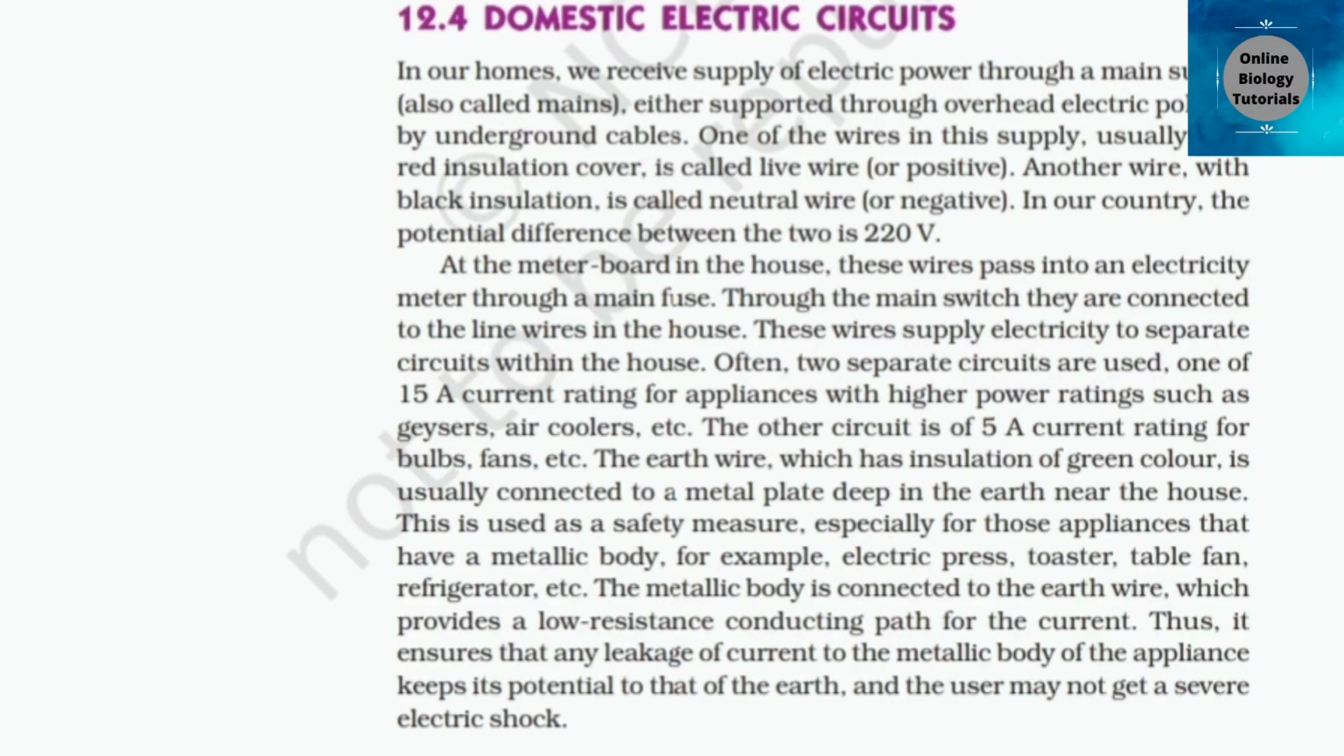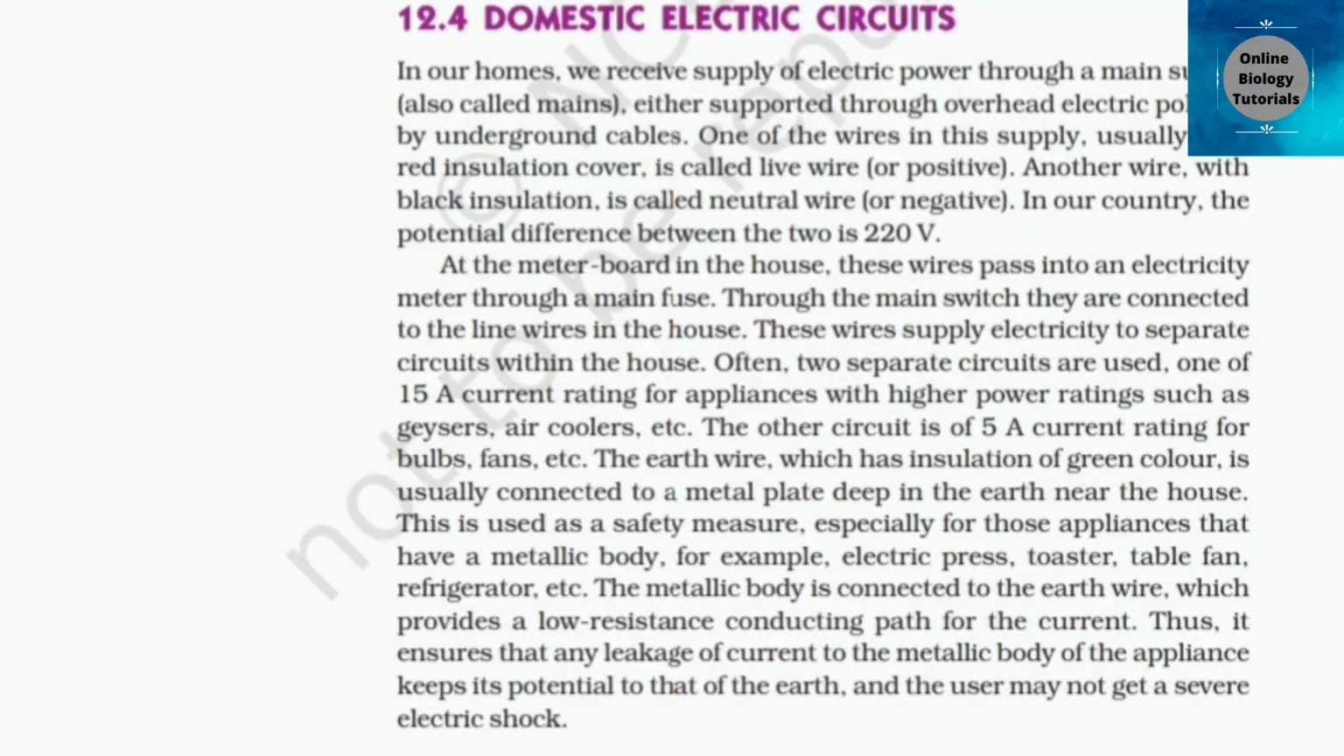At the meter board in the house, these wires pass into an electricity meter through a main fuse. Through the main switch they are connected to the line wires in the house. These wires supply electricity to separate circuits within the house. Often two separate circuits are used, one of 15A current rating for appliances with higher power ratings such as geysers, air coolers, etc. The other circuit is of 5A current rating for bulbs, fans, etc.